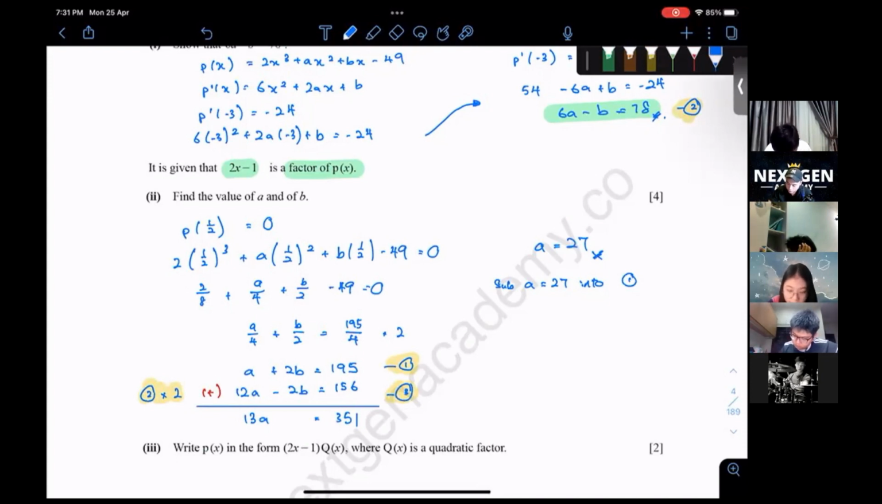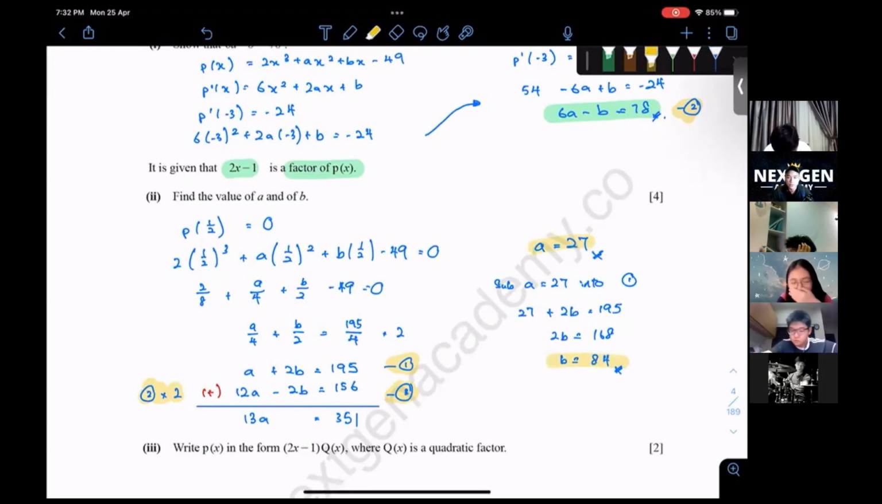Okay, so let's sub it into 1. So 27 plus 2b equals to 195. 2b will be 195 minus 27, 168, and b is 34. Hey, cannot be 34. 168 divided by 2, 84. Okay, so these two will be your answer, a equals 27 and b equals 84.